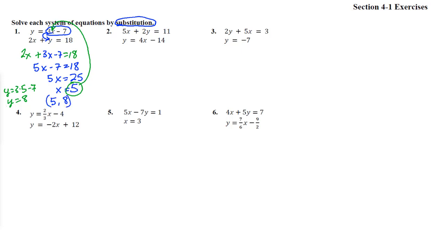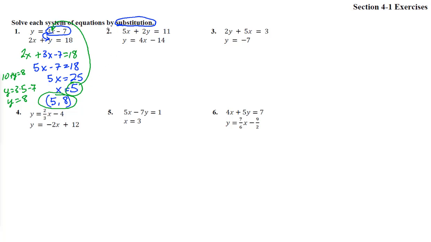Now you wonder, could we have taken that 5 and stuck it in right there? Yeah, we could have. Let's do that and see what happens. We get 2 times 5 is 10 plus y equals 8, and we solve and we still get y equals 8. We better get the exact same thing. That is the one point where x is 5 and y is 8. That combination works in both of those equations.